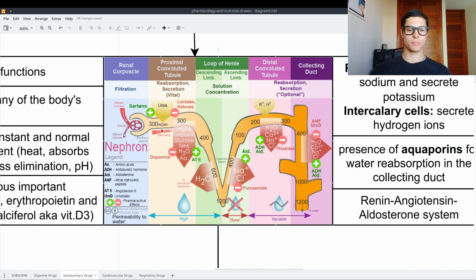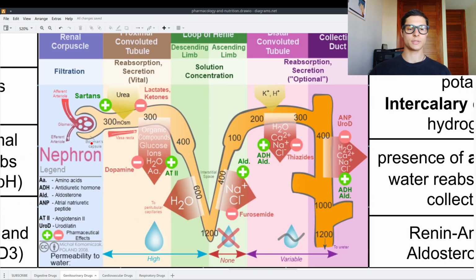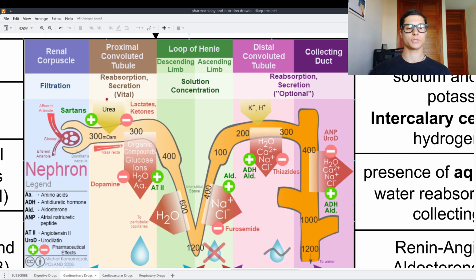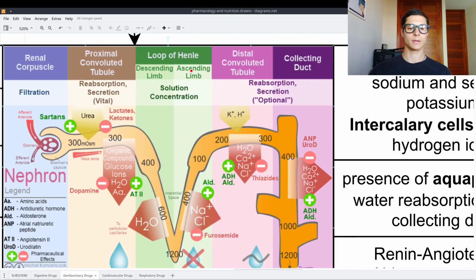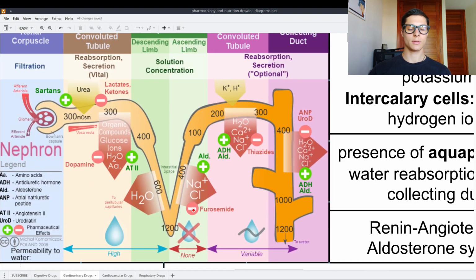This is the nephron, the part of the kidneys where we have in the corpuscle the filtration. In the proximal tubule we have the secretion of urea and the reabsorption of organic compounds, glucose, ions, water and amino acids. In the loop of Henle, the descending limb, there is water reabsorption. And in the ascending limb, there is no water, but we reabsorb sodium and chlorine.